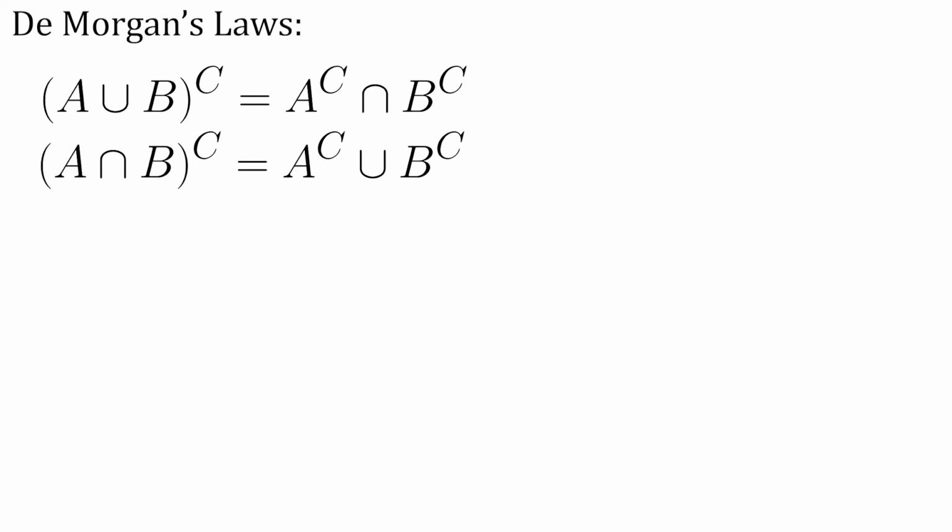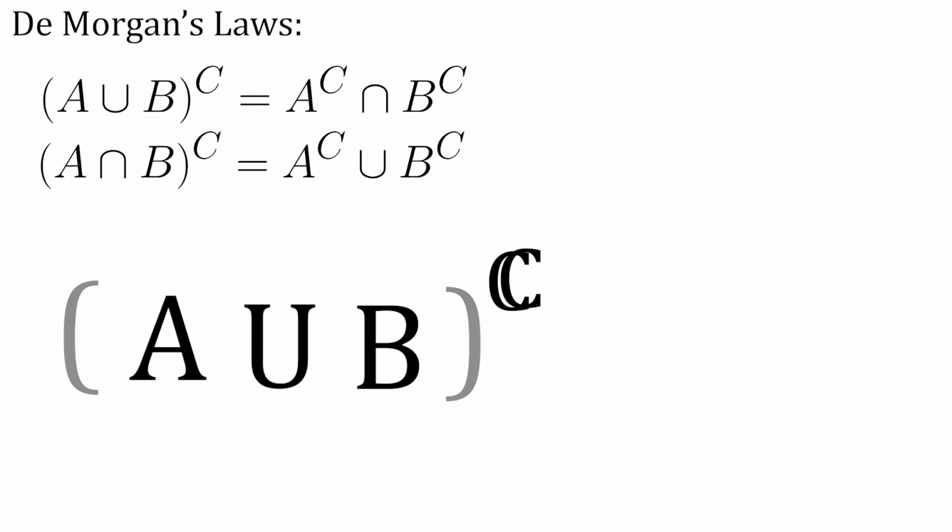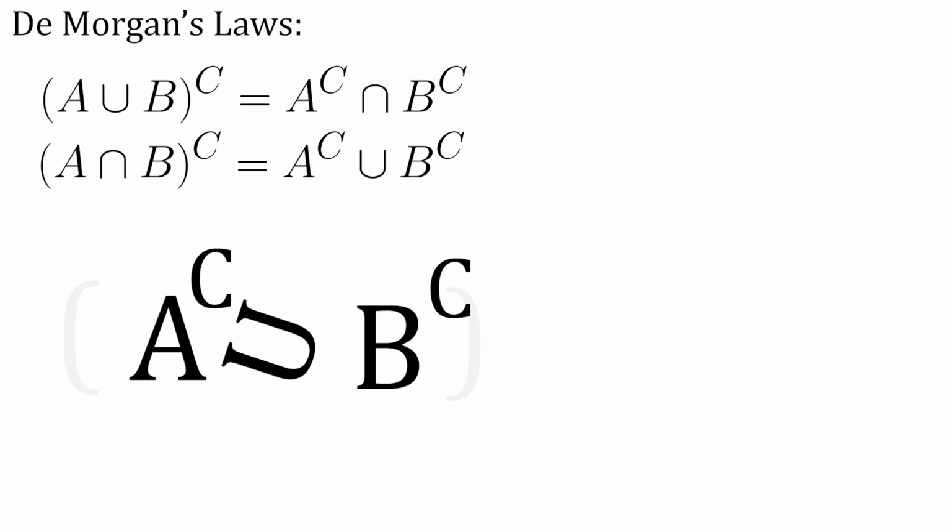De Morgan's laws are formulas for what happens when you take the complement of a union or intersection of sets. I'll put De Morgan's laws on the screen. To remember De Morgan's laws, you take the complement and you bring it inside the parentheses to both sets and flip the union or intersection upside down.